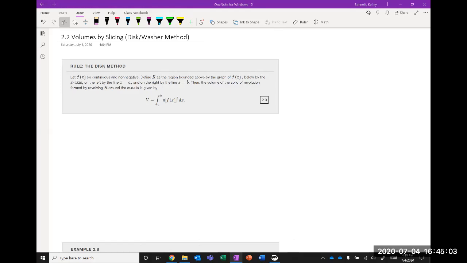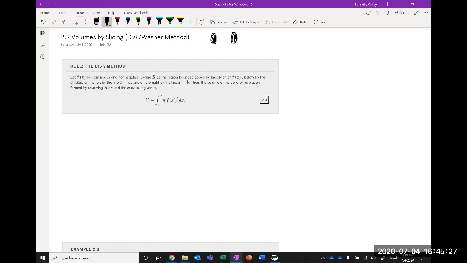I'll just start out by saying a disk is like a quarter. So a disk is what you would think of as a disk. It's maybe a little quarter or something like that. And a washer is what you would think a washer is, where it's got that little hole cut out in the middle. So those are the main differences.